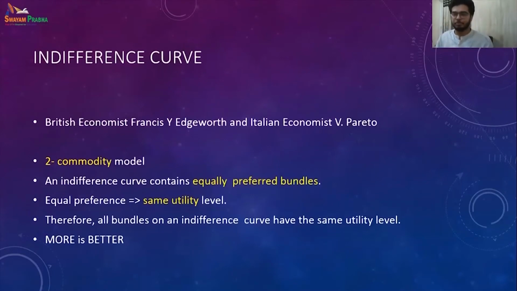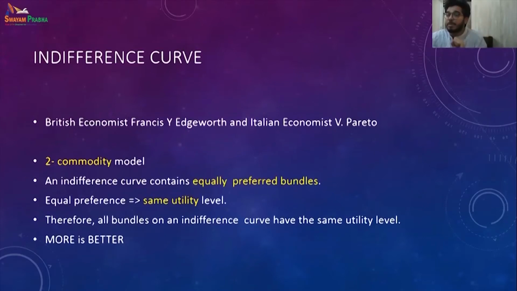To keep it simple, we study it in a two commodity model where we have just two commodities, X and Y: apple and orange, rasgulla, gulab jamun, car and mobile phone. Now, an indifference curve is nothing but a locus, a combination of different points where we get equally preferred bundles.